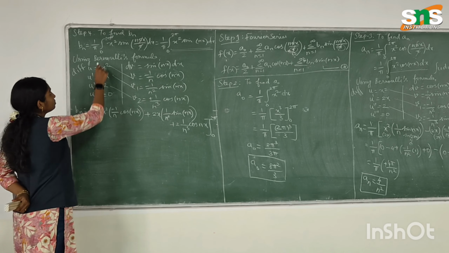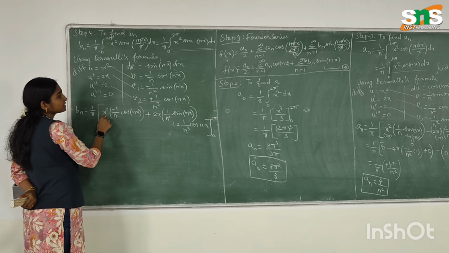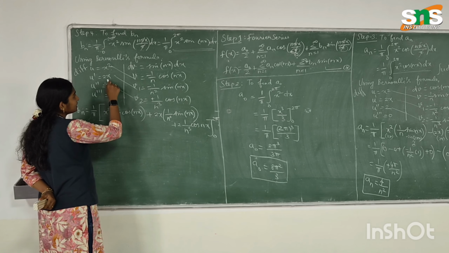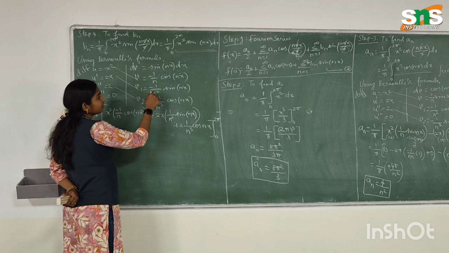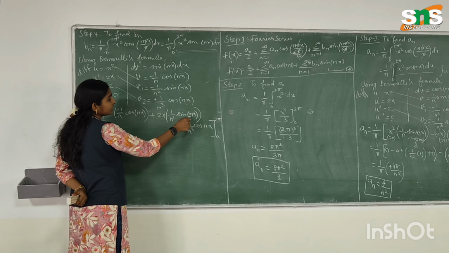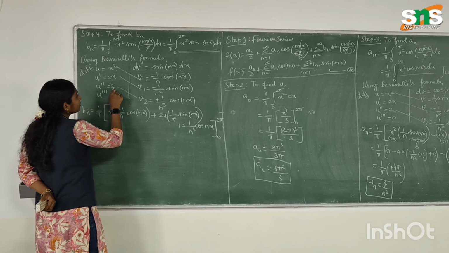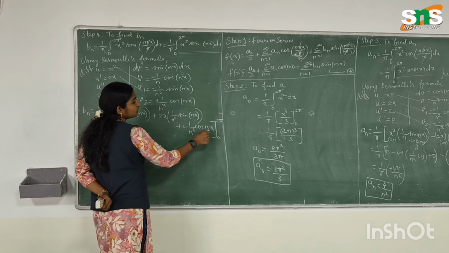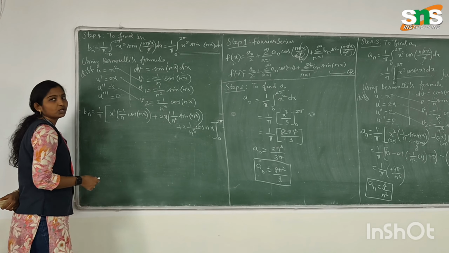So Bn is equal to 1 by pi into u into v. What is u? x square. v is minus 1 by n into cos nx plus or minus u dash into v1. u dash is 2x. v1 is minus 1 by n square into sin nx. That minus and this minus will get combined. And later on we have u double dash and v2. u double dash is 2 and v2 is 1 by n cube into cos nx. What is the definite limit given here? 0 to 2 pi.